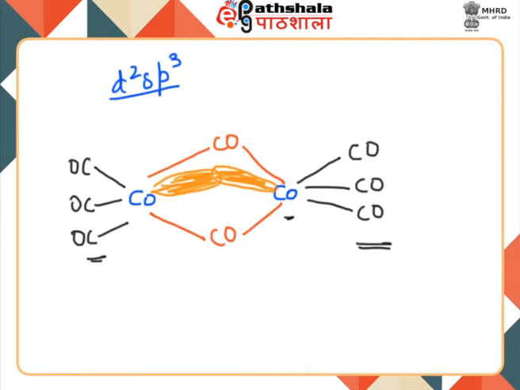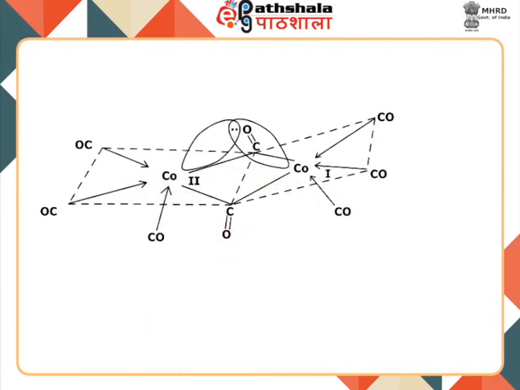So in all, what we have is Co2 with two bridging carbonyls, one sigma bond between the two cobalts, and 6 terminal carbonyls, so there are a total of 8 carbonyls. This is how the structure of dicobalt octacarbonyl is. And let us look at this proper structure.